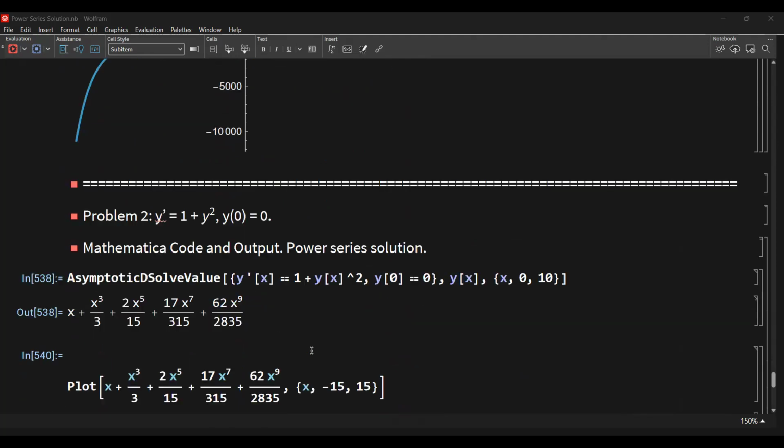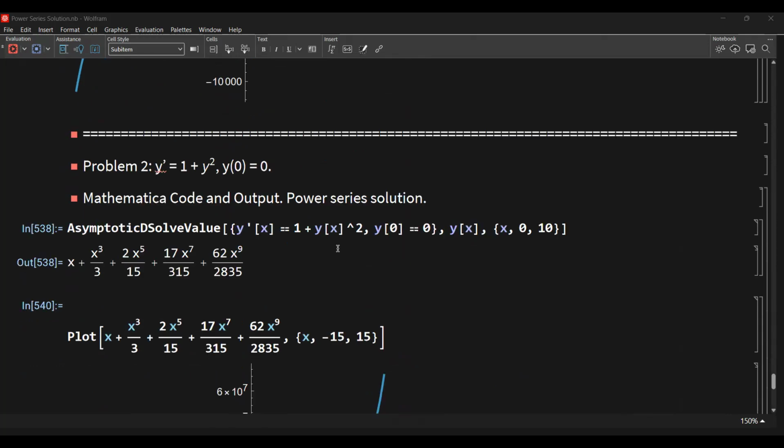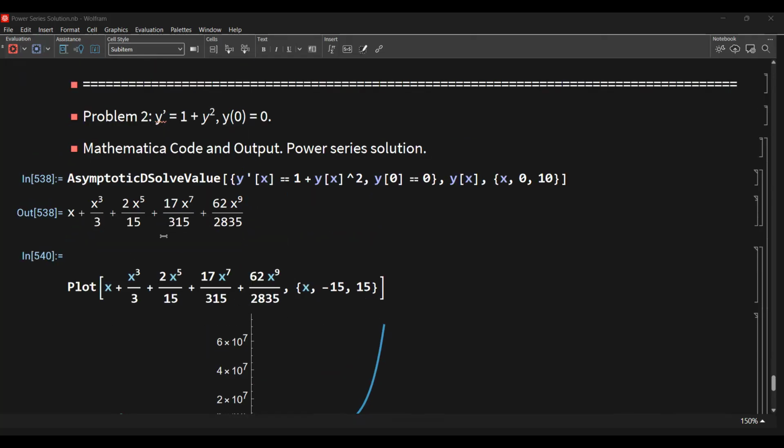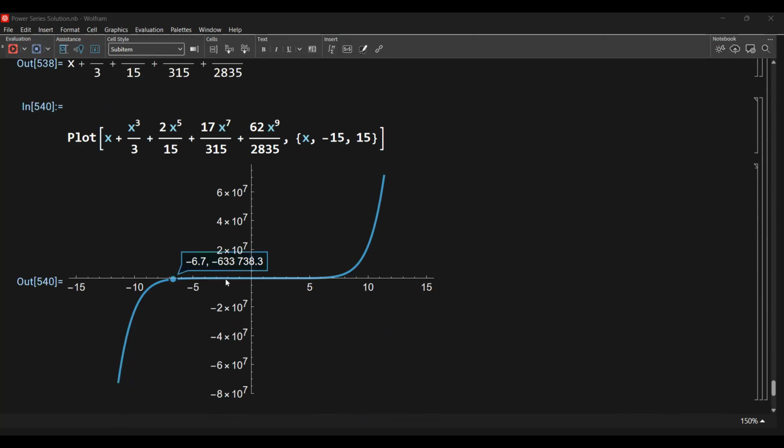Then for problem number 2, y prime equal to 1 plus y squared. So we have the initial condition y of 0 equal to 0. So using Mathematica, the output of the power series solutions. The solution here is by using the asymptotic solved value. So this one. Then we are going to plot this. So we are going to plot the solution here. So we have also this one.